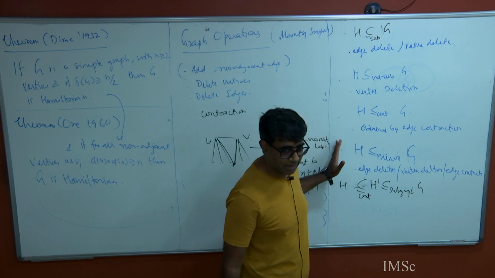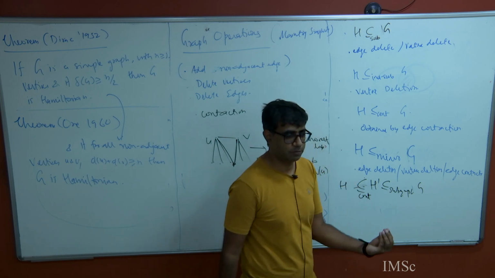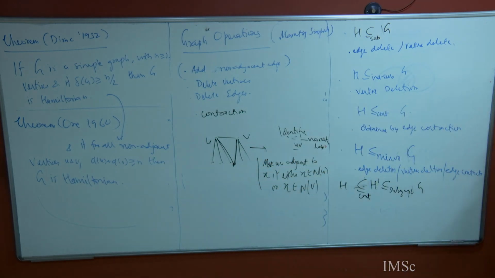Any graph H which you can obtain by applying the following set of operations, where you're allowed to do either edge deletion, vertex deletion, or edge contraction, whatever possible graphs you can get by this sequence of operations, I'm going to call that H is a minor of G. So when I say H is a minor of G, it means I can obtain H by a sequence of edge deletions, vertex deletions, or edge contractions. That's it. There's also something called a topological minor, but we will not get there at this point of time. It's not very important in the development of things which we want to do in this semester. So we'll leave that there.